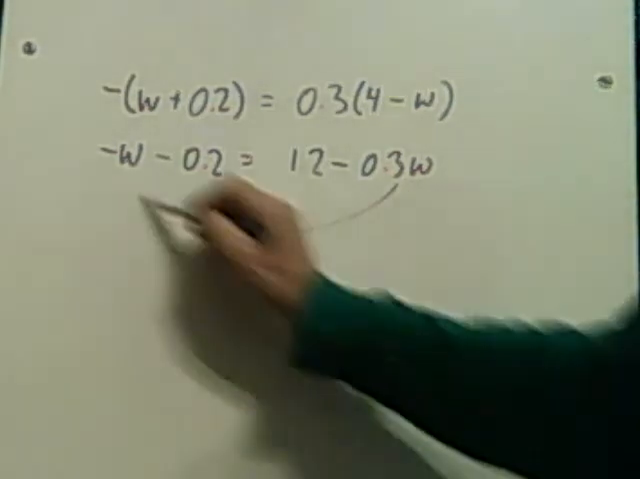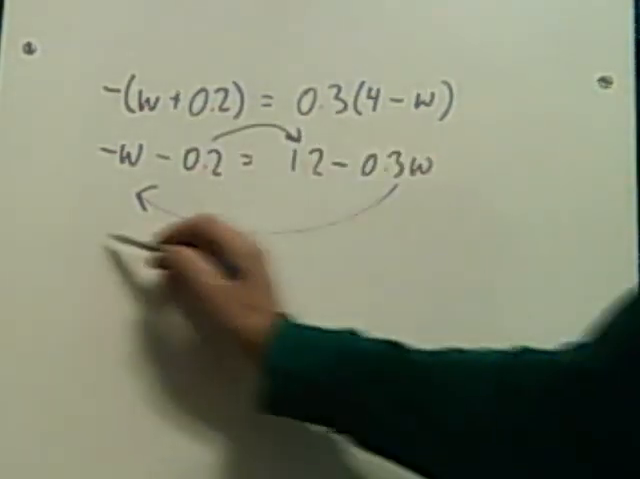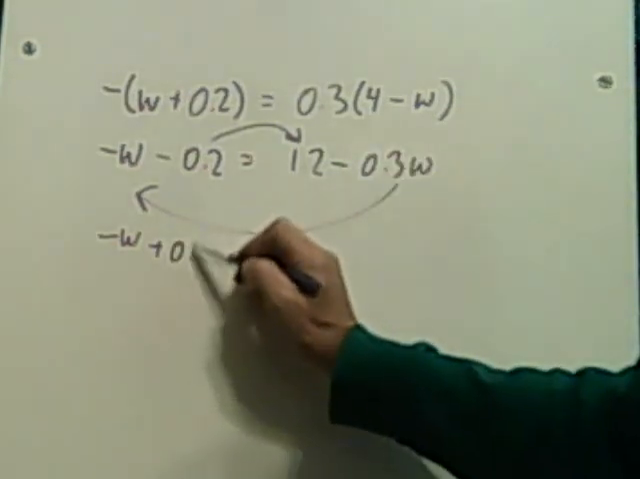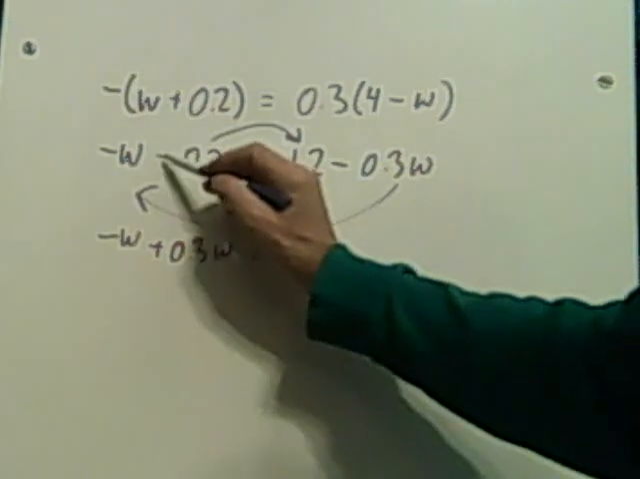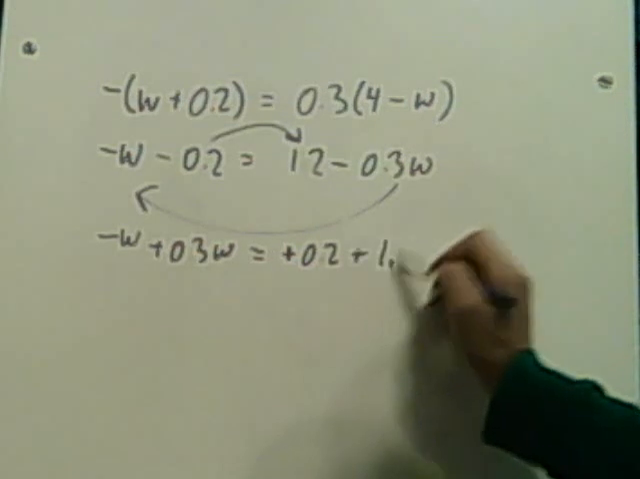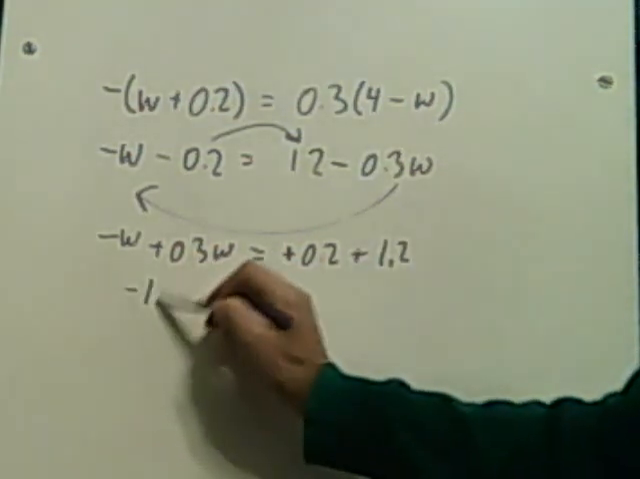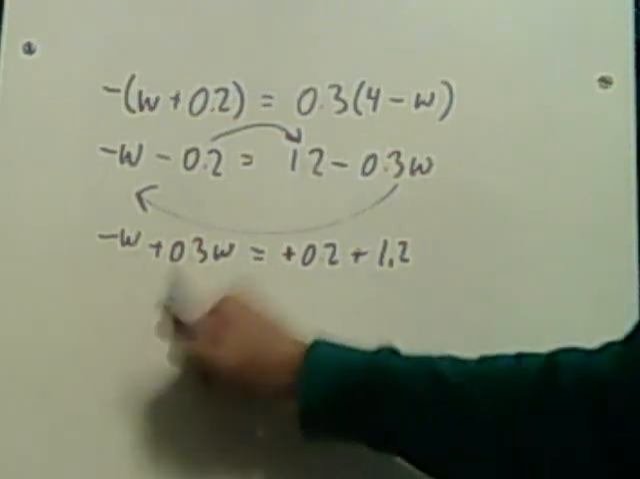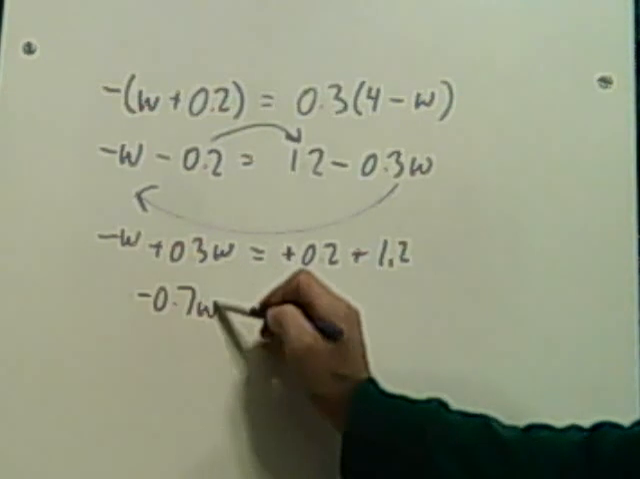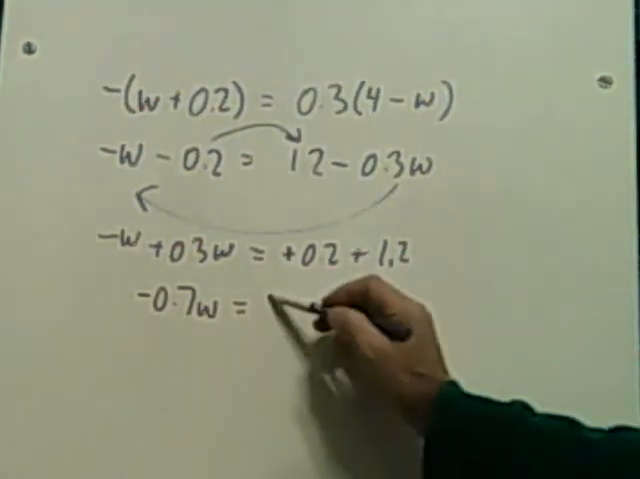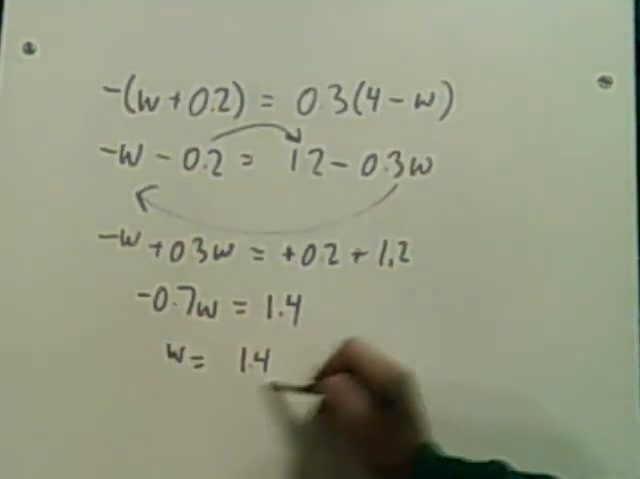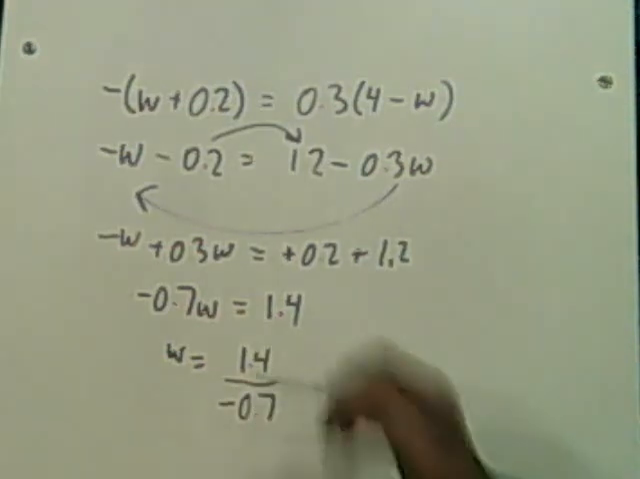Okay, then we're going to bring the w's to one side and bring these to the other side. We got negative w, and this is a negative 0.3, so that's going to come across to the other side as 0.3 w. This negative 0.2 comes to the other side as a positive 0.2. Okay, so this is negative 1.3. No, I'm sorry. It's a negative 1 and a positive 0.3. So that's negative 0.7 w on that side. And on this side, it's going to be 1.4. So w is going to be 1.4 divided by the negative 0.7.